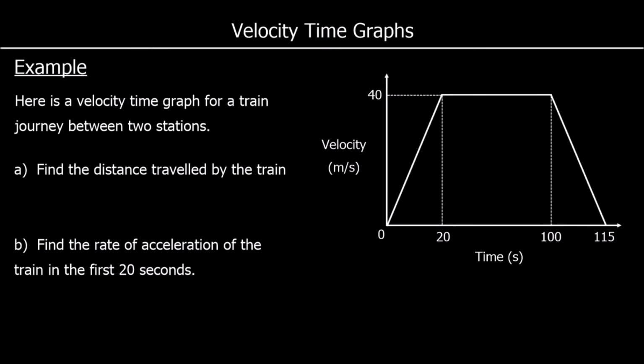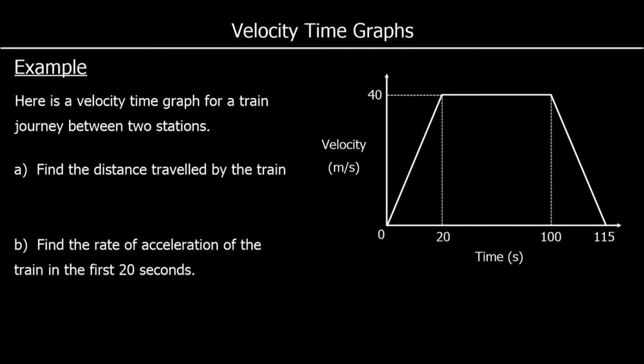In a velocity time graph or a speed time graph, the gradient of a line is the acceleration, and the area under the graph is the distance traveled. Let's look at an example.